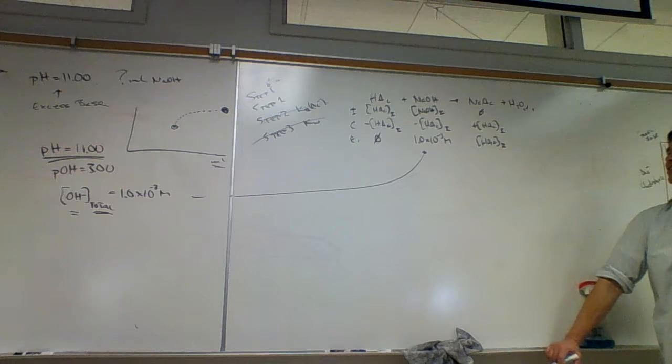So I've got too many unknowns here. I have 2 unknowns, 1 equation, right? The K. I need more equations. How can I generate more equations for this?